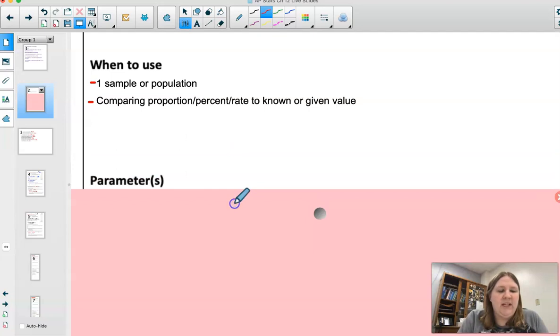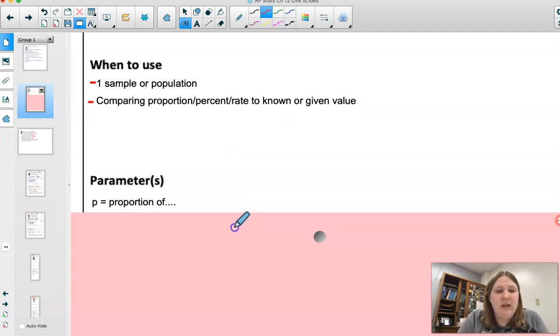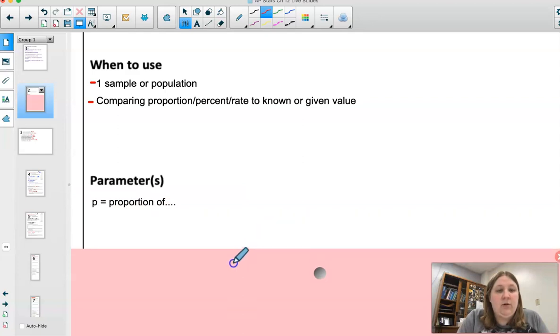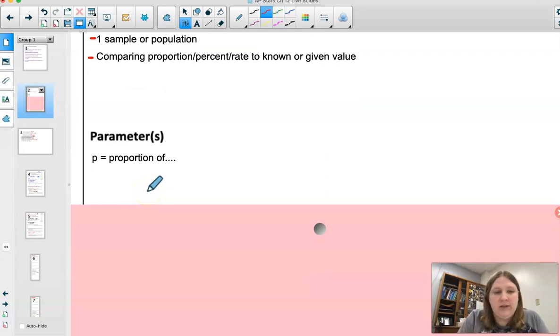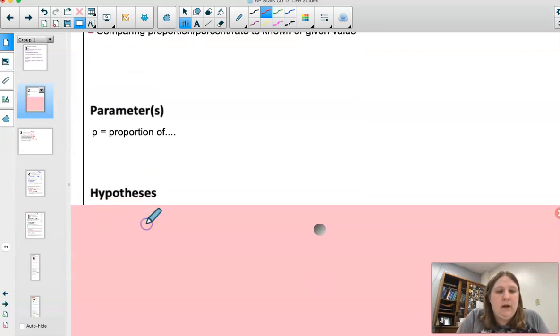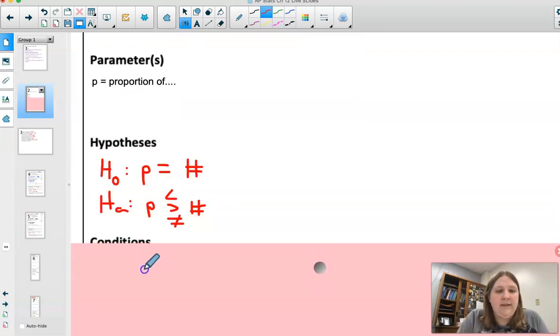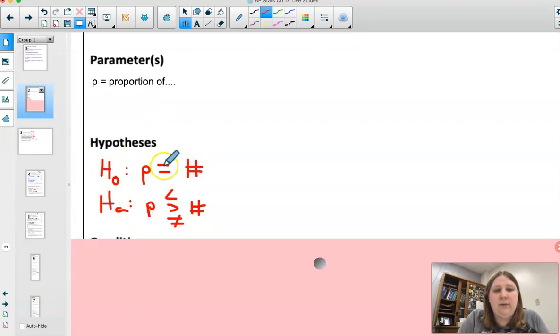Okay, so the parameters then. Now we talk about what those test steps look like specifically for each test. This one only has one parameter. So it's just the proportion of what? What is it that you're measuring? We move on to the hypotheses. The hypotheses take this form. My null hypothesis is always p equals some number, p equals 0.1, p equals 0.43. And my alternative is then I would pick one of these: p is less than, greater than, or not equal to that same number.